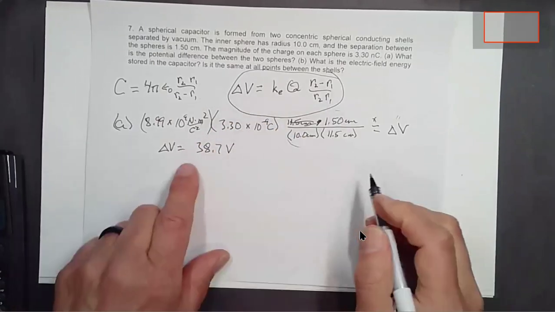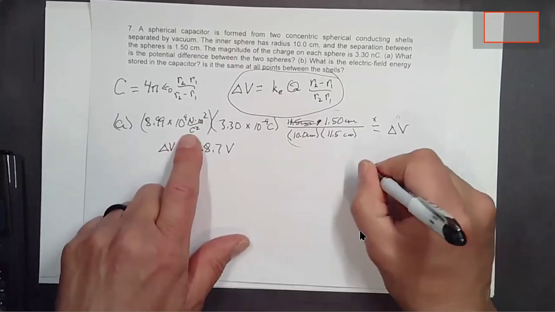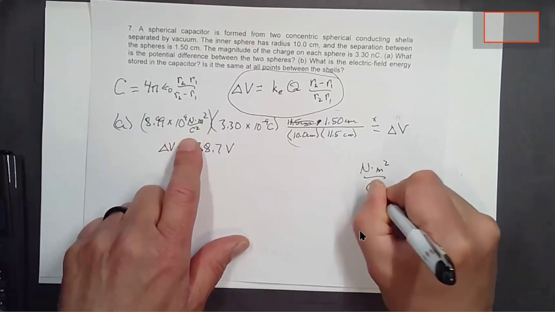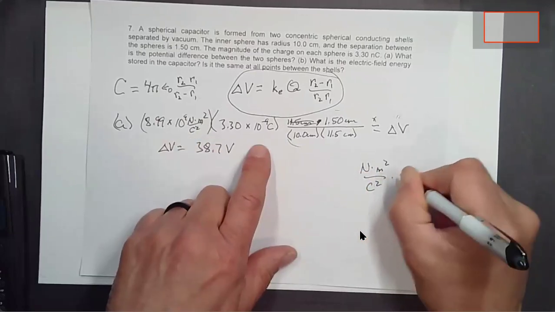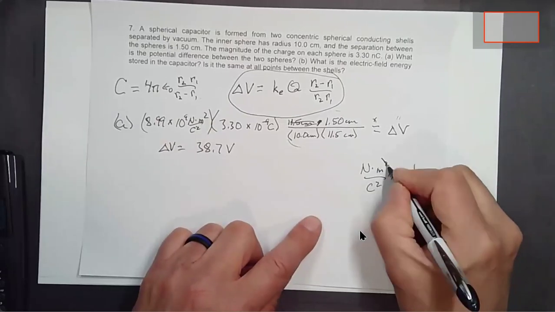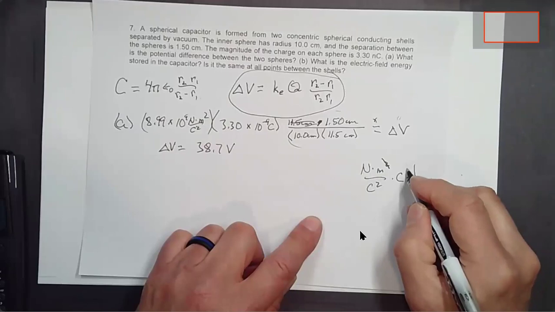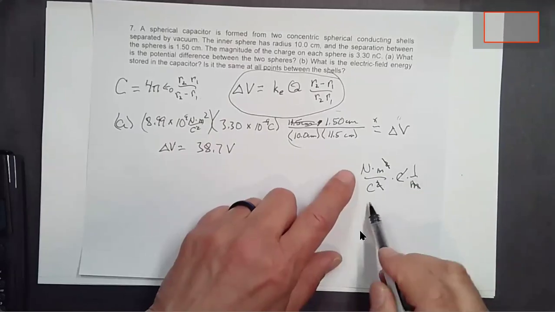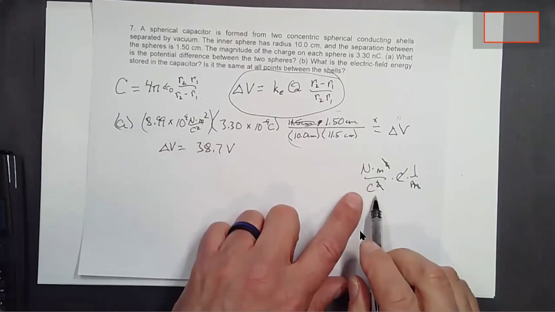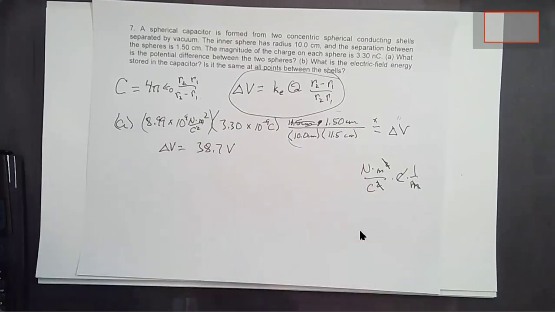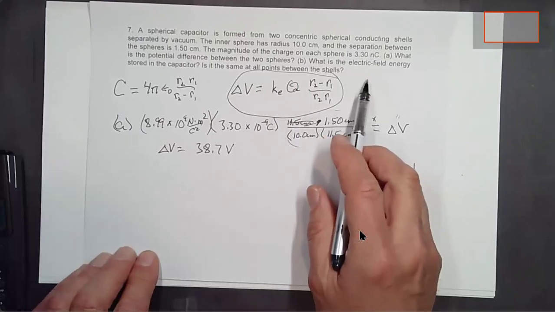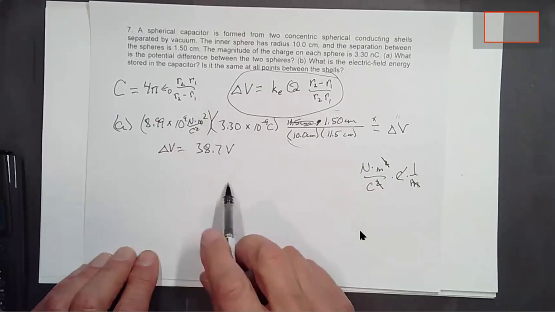Oh, are they going to be volts? Better check that. I'll have newton meters squared per coulomb squared times coulombs times 1 over meters. That 1 over meters makes that divide out, and this makes that divide out. I'll have newton meters per coulomb, which are joules per coulomb, which are volts. So I do end up with volts. That's good. Then, what is the electric field energy stored in the capacitor?